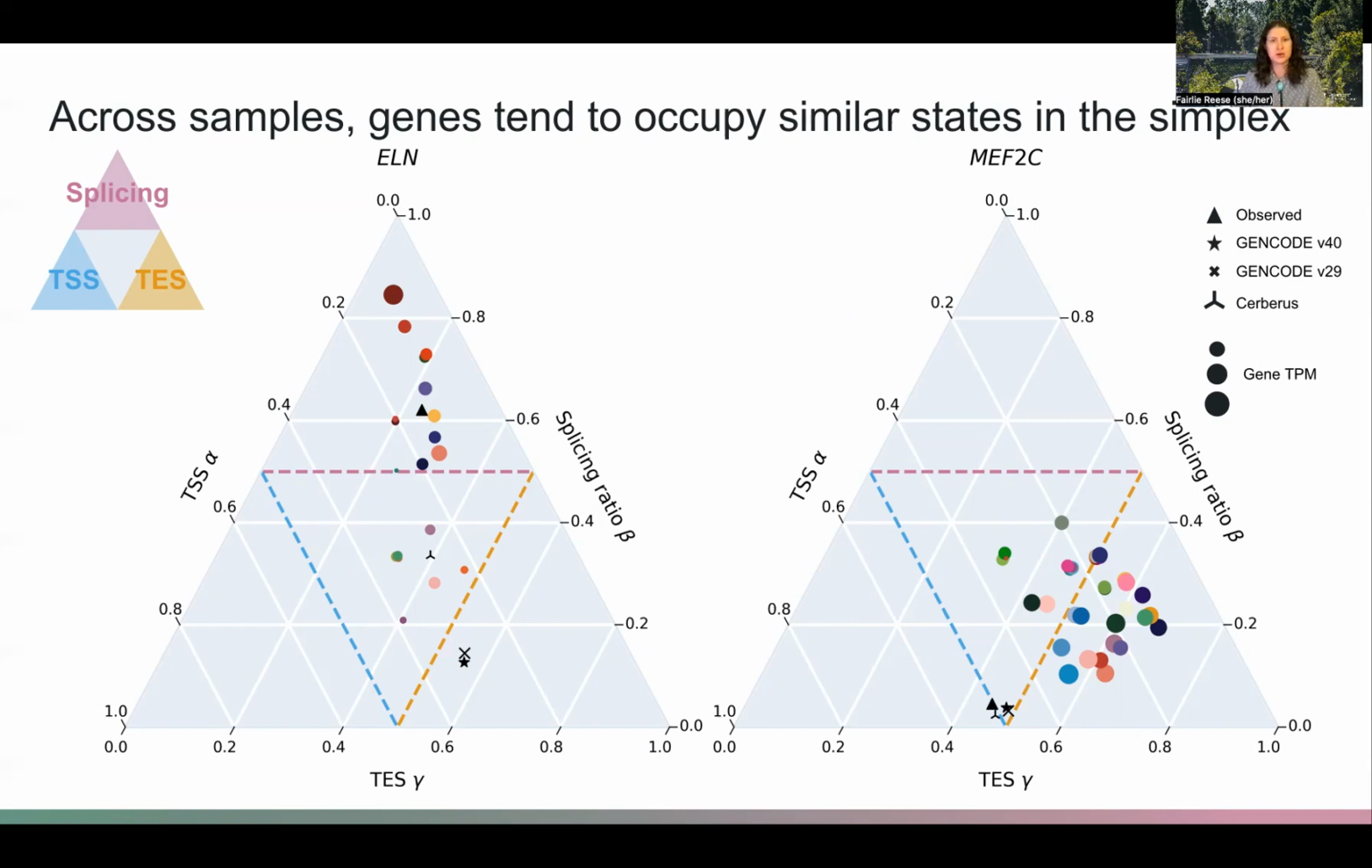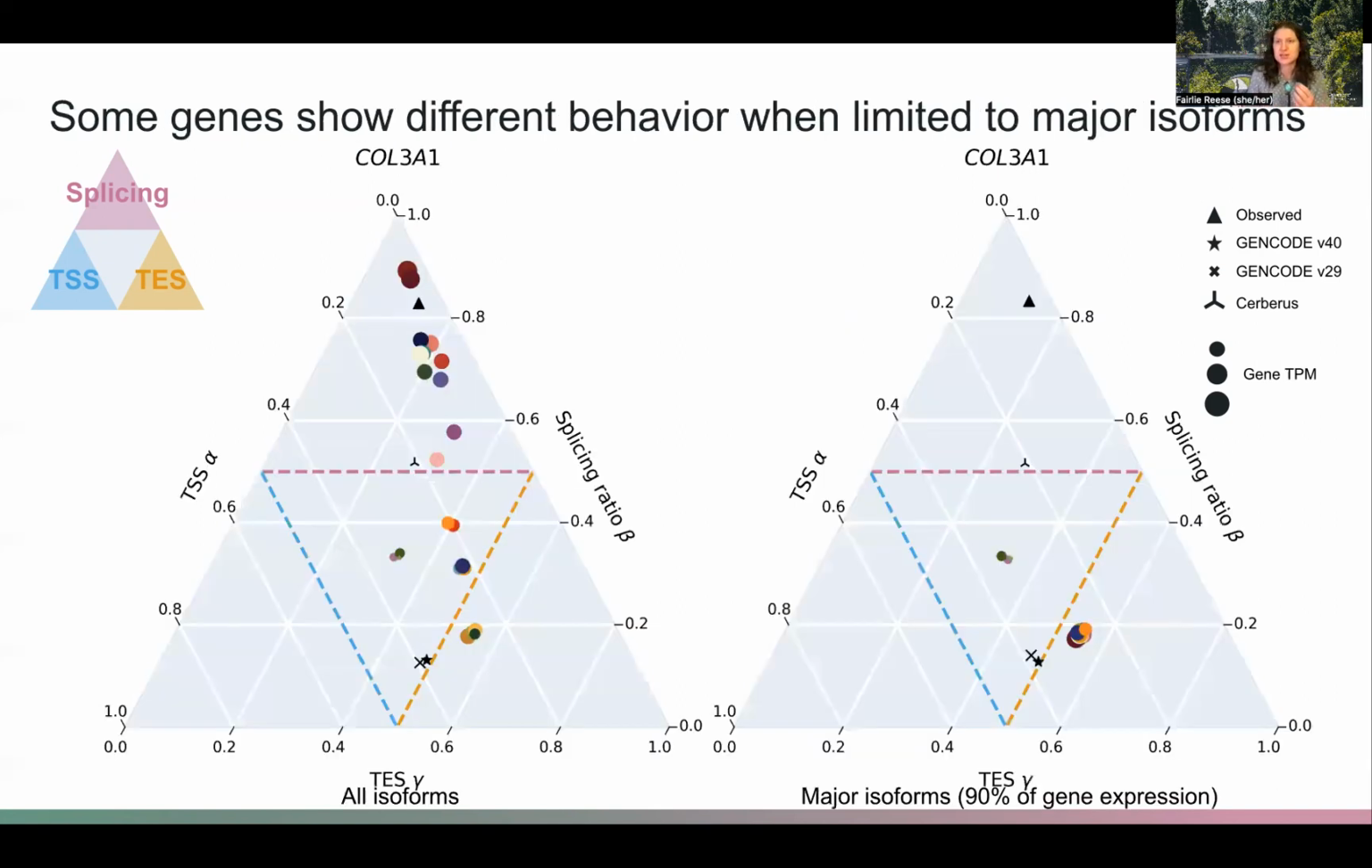So we can also limit the isoforms that are used to calculate these within-sample gene triplets. So on the left here is the normal plot using all of the expressed isoforms for COL3A1 in each sample. And on the right are the same triplets, but this time calculated only using the major isoforms expressed in each sample for COL3A1. And we're defining major isoforms here to mean the set of isoforms that cumulatively are responsible for over 90% of the gene's expression.